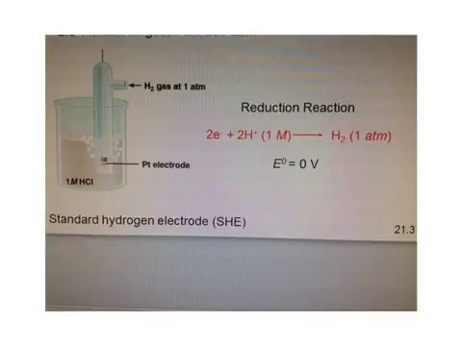Okay, more information about standard hydrogen electrodes can be found in our chapter, but that's pretty much all you guys do need to know and need to worry about. Okay, let's move on.